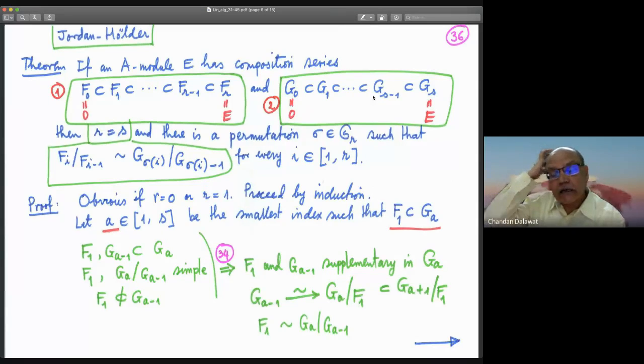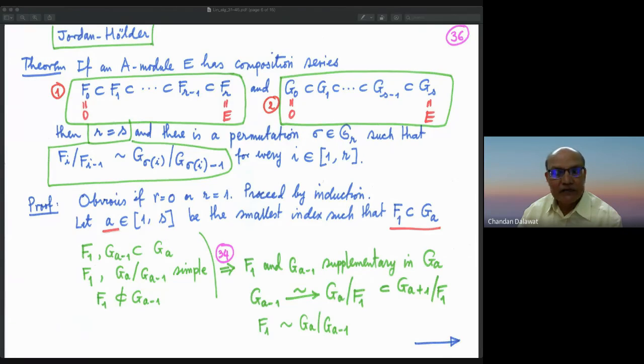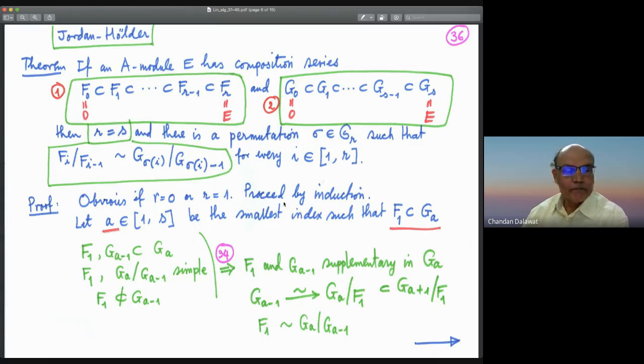You know, a bit like prime factorization of natural numbers. If I factor a natural number into prime powers and someone else does it on her own, then we are going to get the same prime powers up to the order in which we write them. That is going to be the only difference, right? So this is the Jordan-Holder theorem.